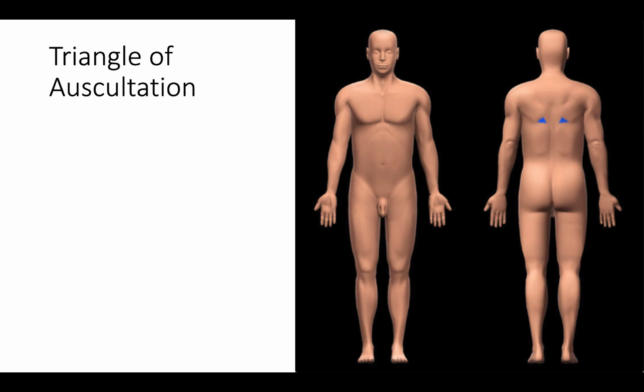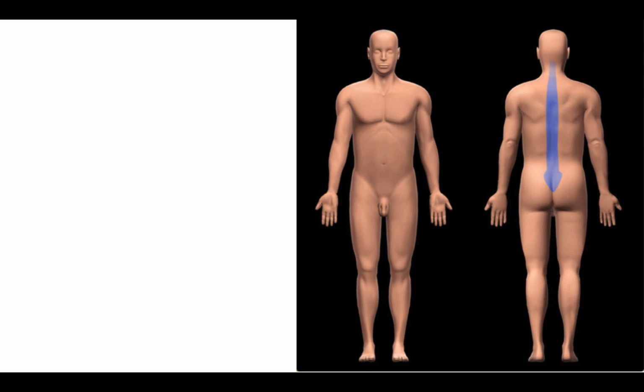The triangle of auscultation are the areas where a doctor would listen with a stethoscope, and they're right at the base of the scapular region. So they're kind of right at the base of your shoulder blades. The vertebral region is the region where the spine is, and so it runs all the way from the base of your skull down to your tailbone.